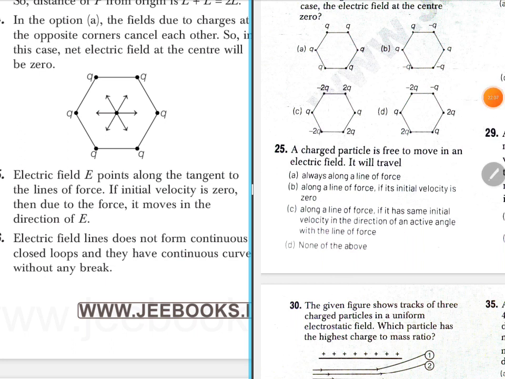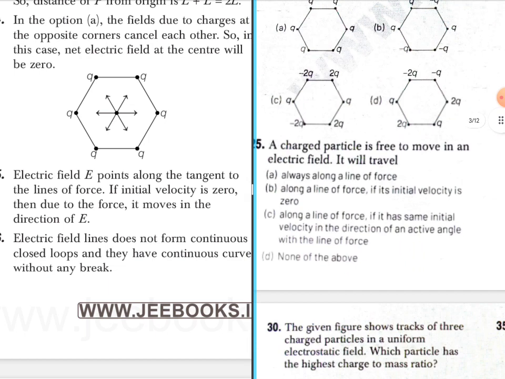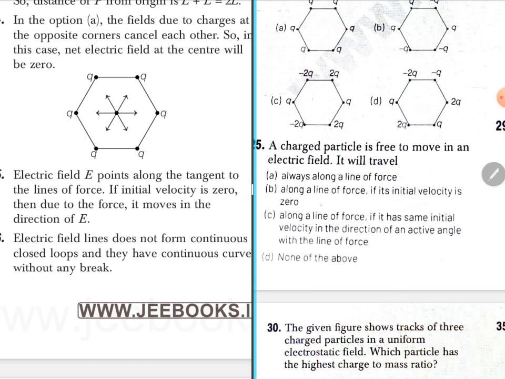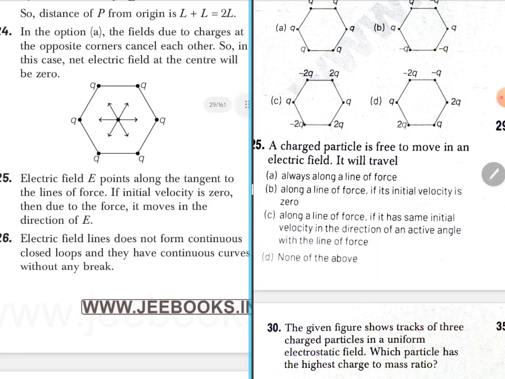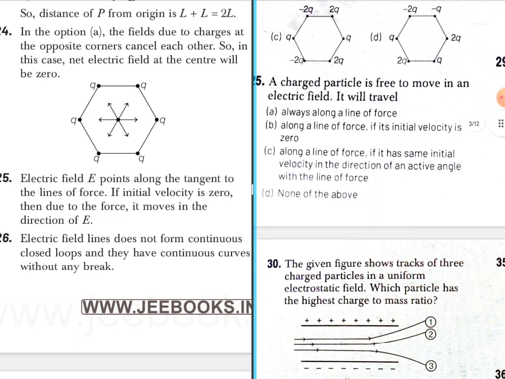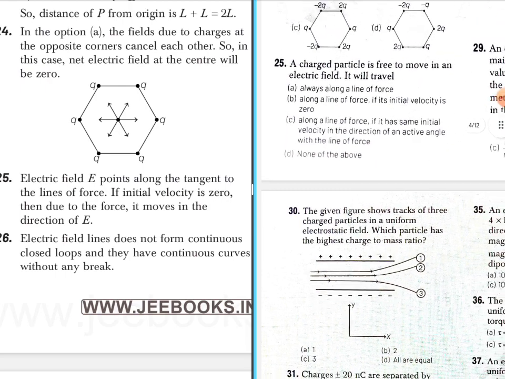This option number B is the right answer. See, a unit positive charge placed in an electric field takes one particular path. That's known as electric field line, correct? So then the initial velocity of this particle has to be 0. Then obviously it will travel along the line of force, or along the direction of the electric field. So the option number B is the right answer. So next question, 25th is over.